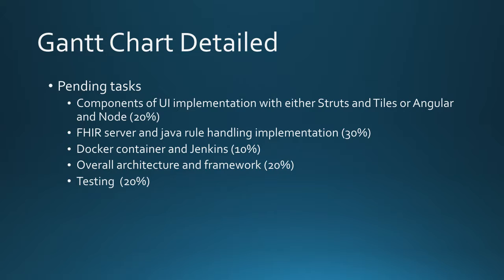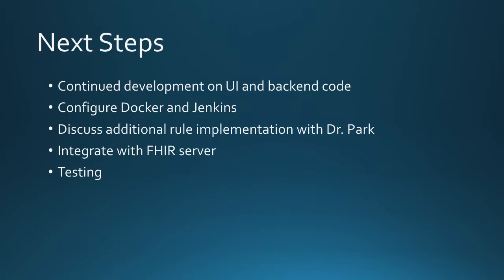Here is a breakdown of pending tasks. Each task includes the percent that they contribute to the remaining effort. The breakdown is as follows: 20% to complete the UI, 30% to build the logic to interact with the Fire server and implement the rules handling code, 10% to build the Docker and Jenkins components, 20% for framework and architecture, and 20% for system testing.